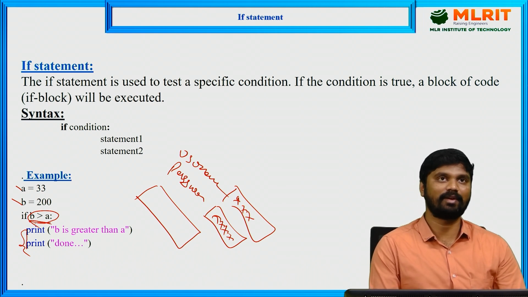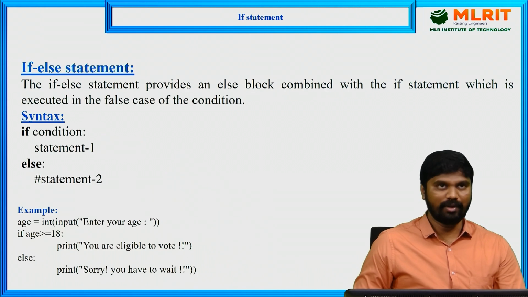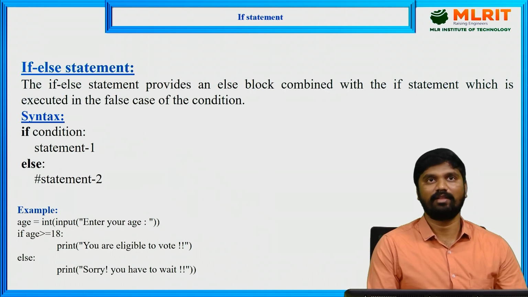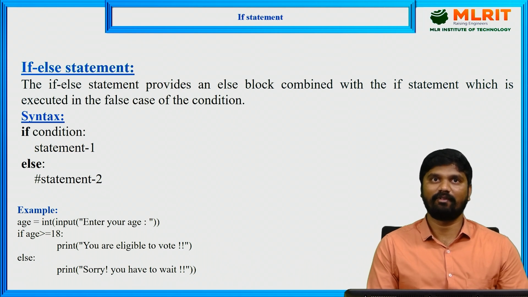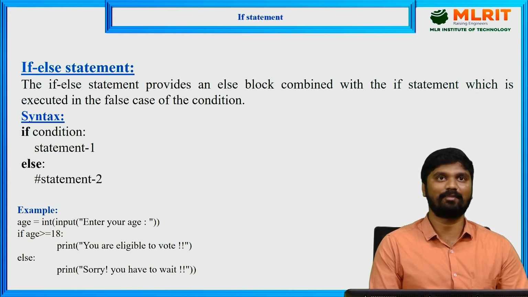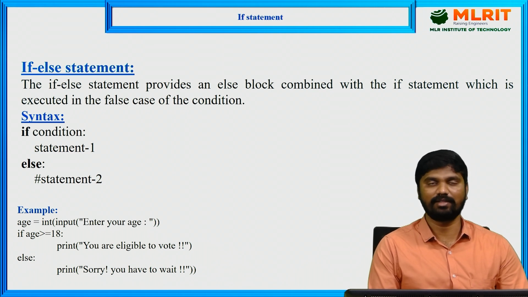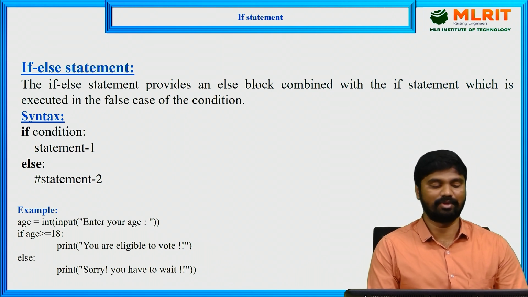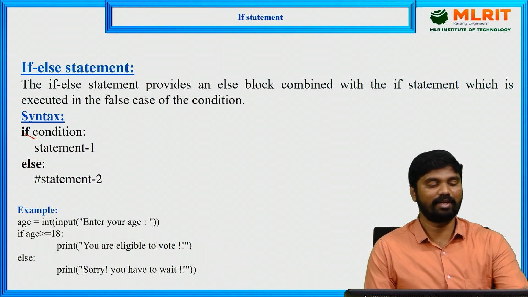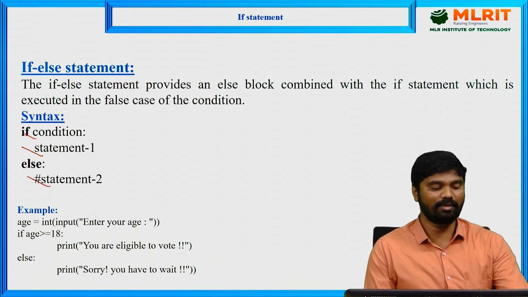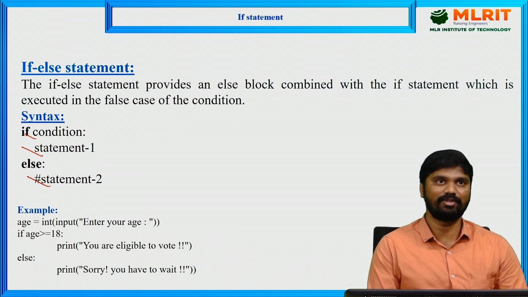So to overcome this problem, we have the next statement, that is the if else statement. The if else statement provides an else block. What is the purpose of the else block? Whenever the condition becomes false, the else block will be executed. For example, if the condition becomes true, then statement 1 will be executed. If the condition becomes false, then statement 2 will be executed.